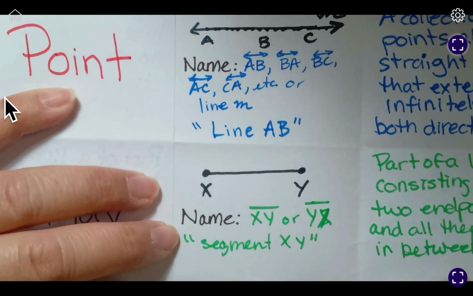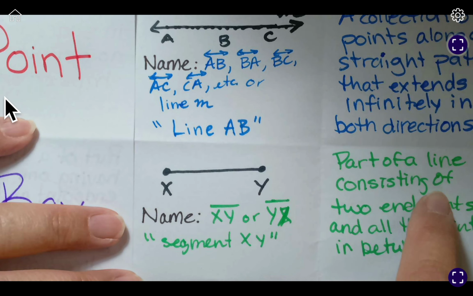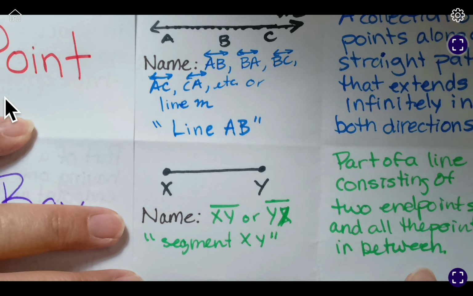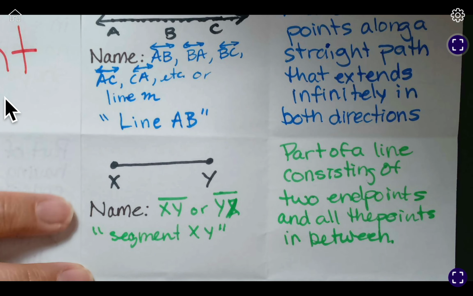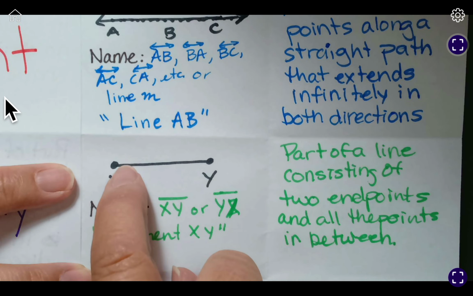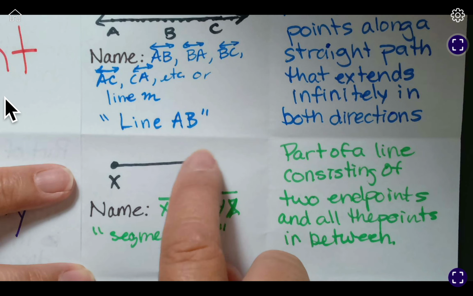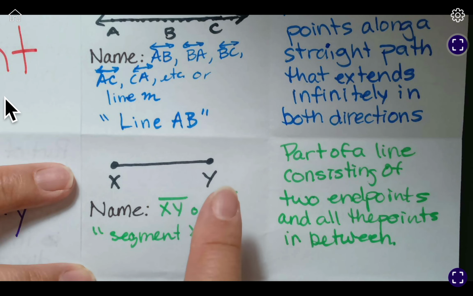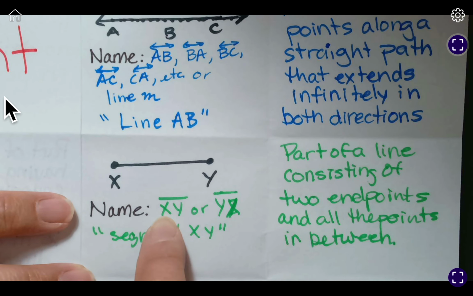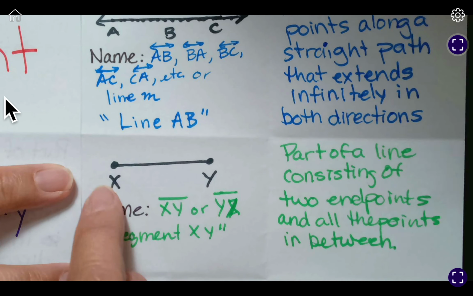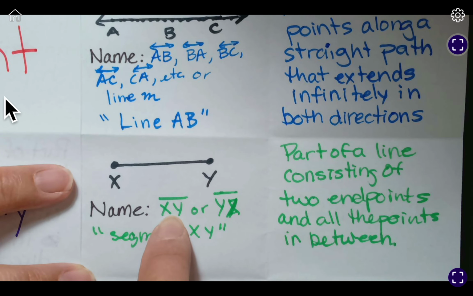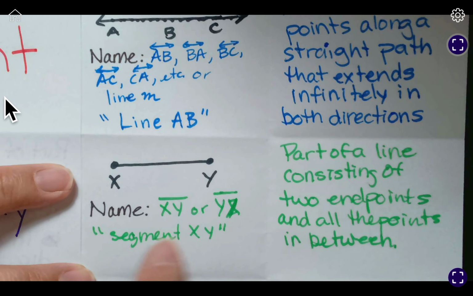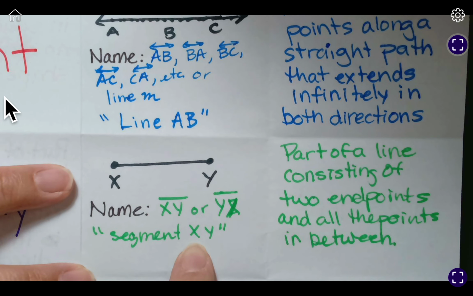Segment. It's part of a line consisting of the two endpoints and all the points in between. So it's this, and there's lots of points in there, but we're not going to draw them all out. And you say this is segment XY or YX. Either one, you again, don't put an and in there. It's not Maria y Elena. No, it's Maria Elena. Okay? And you say segment XY.